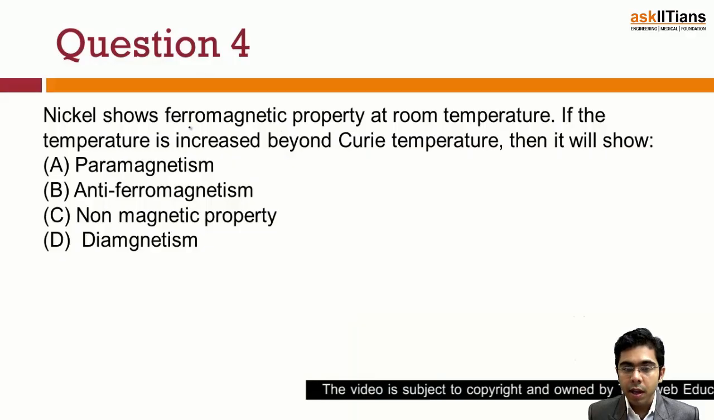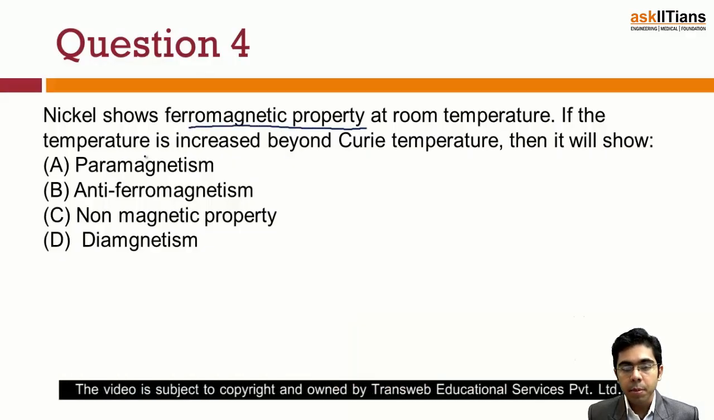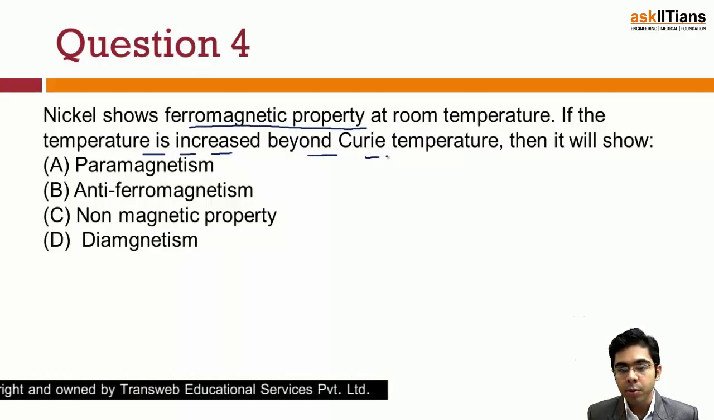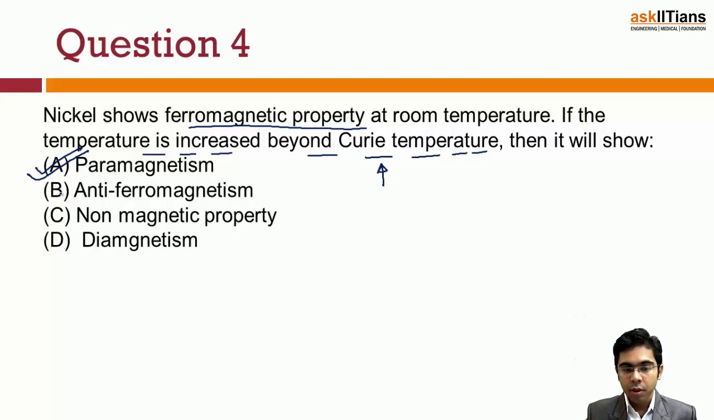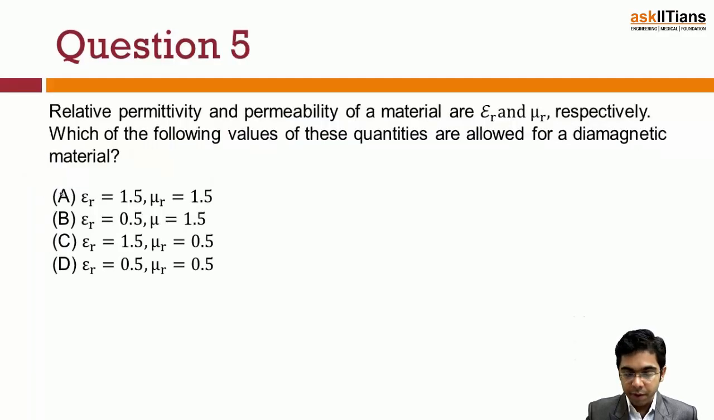Nickel shows the ferromagnetic property at room temperature. If the temperature is increased beyond the Curie temperature, what happens to a ferromagnetic material when it is heated beyond Curie's temperature? It becomes paramagnetic, and this we have already studied. So no need to look at the other options, simply it's paramagnetism. So option A should be correct. Now let's proceed towards question number 5.